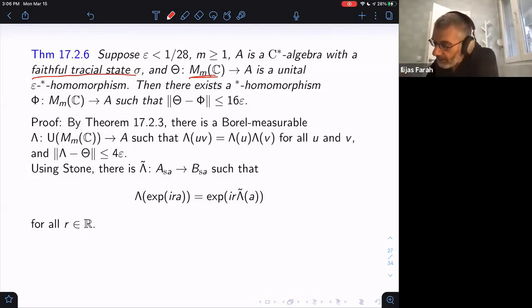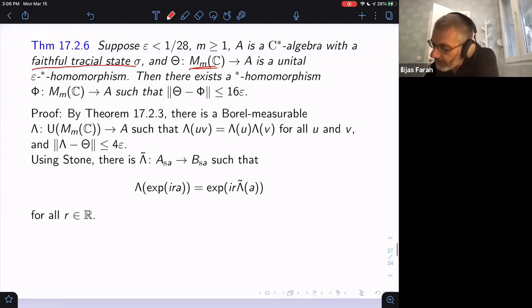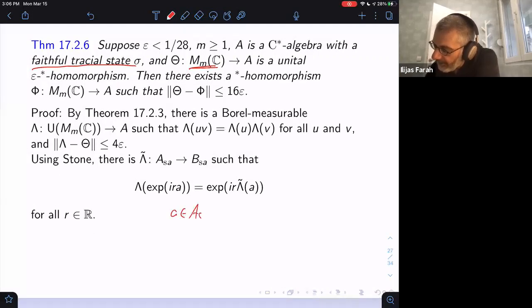So how do we use it? Well, you see, if you give me any self-adjoint element, little a in A, then exp of i r a gives you a norm continuous one-parameter group inside the unitary group of A. Now, because lambda is continuous, oh yes, actually, right. I was just about to say lambda is continuous.